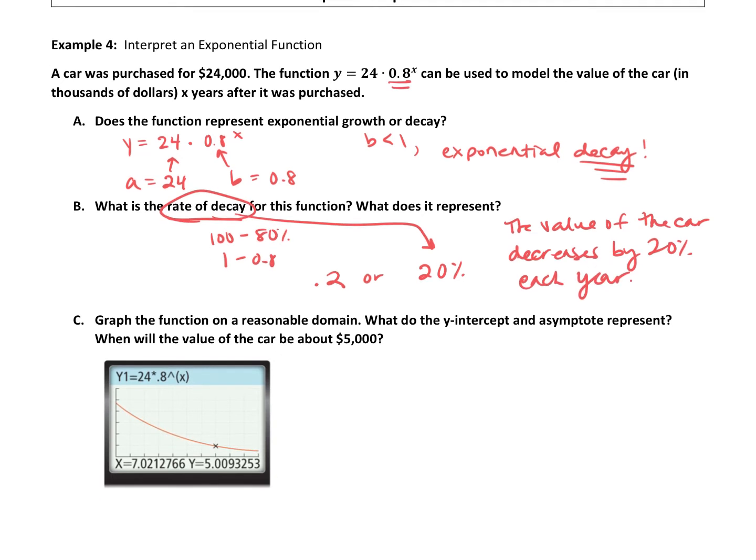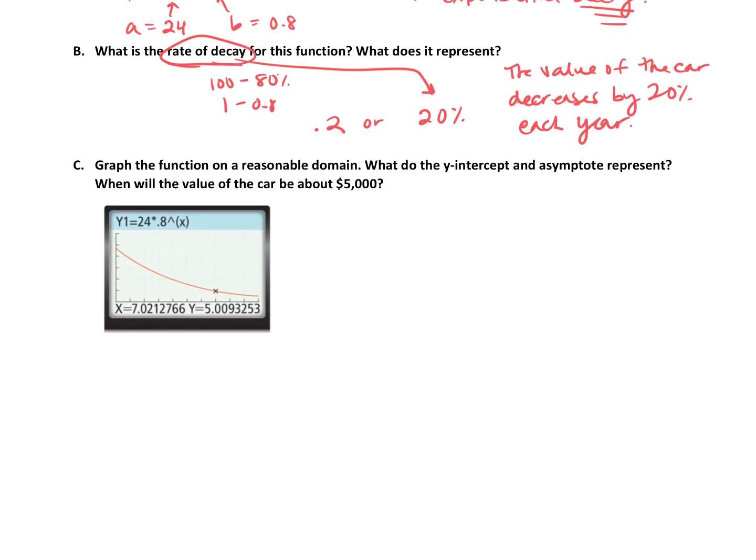All right, so last question here. Graph the function on a reasonable domain. What do the y-intercept and asymptotes represent? When will the value of the car be about $5,000?